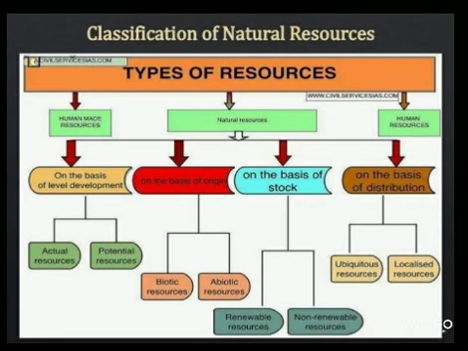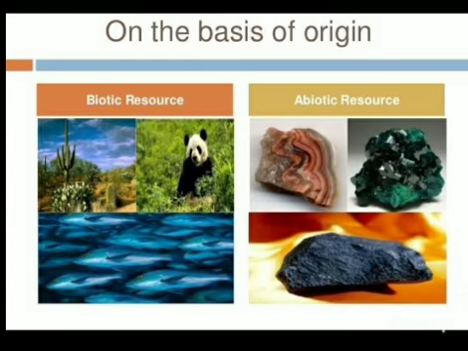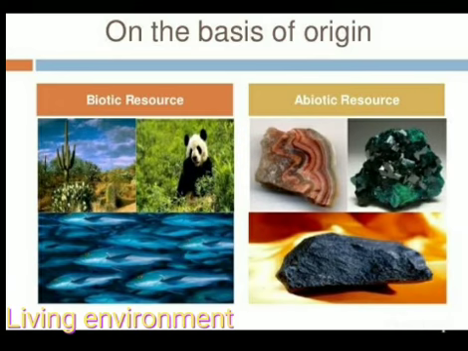First classification is on the basis of origin. On the basis of origin, resources can be grouped as biotic resource and abiotic resource. Biotic resources are the ones which have life or are living. For example, plants and animals.